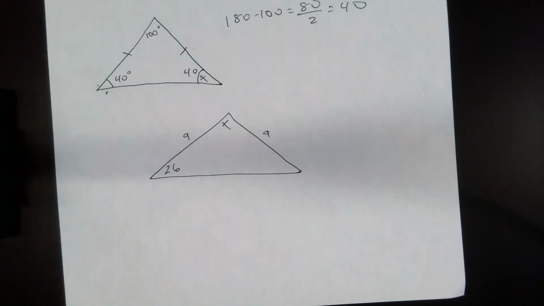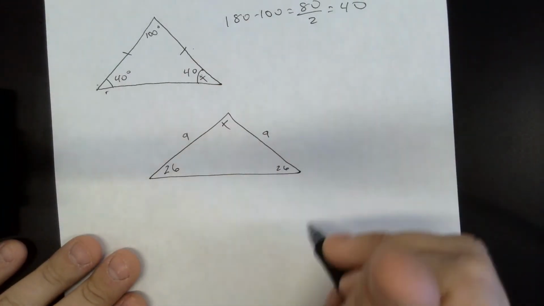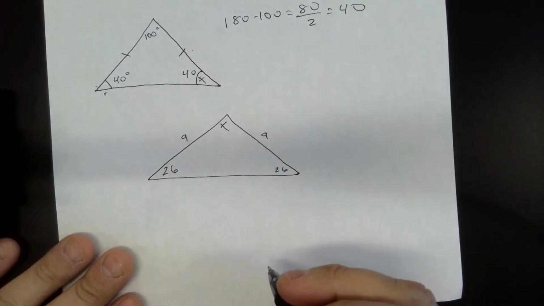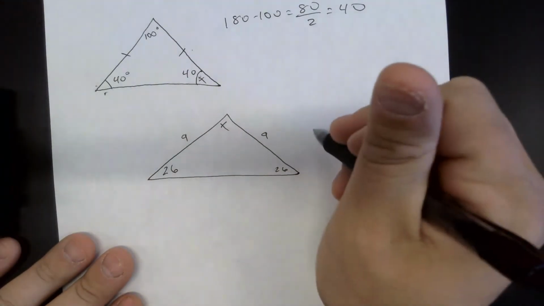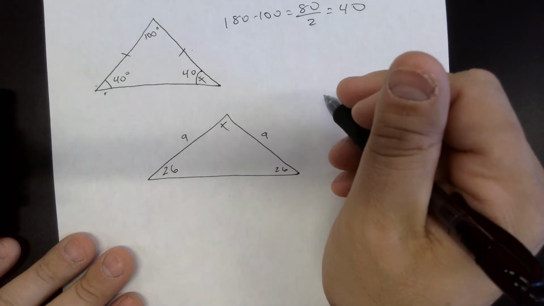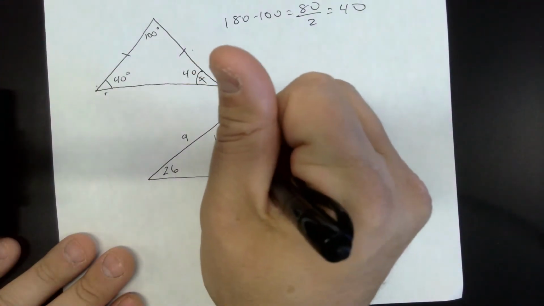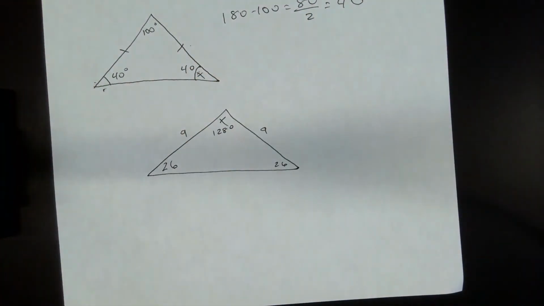Oh, almost there. Oh, I know. Hold on. Tell me how. Tyson? The other side is 26. Awesome. 26 plus 26 is 52. Okay? And then 180 minus 52 is 128. Good. Which means that's 128. Any questions on that right now?